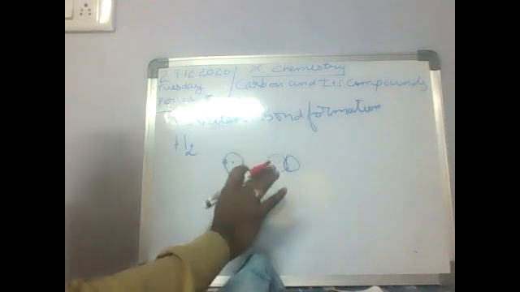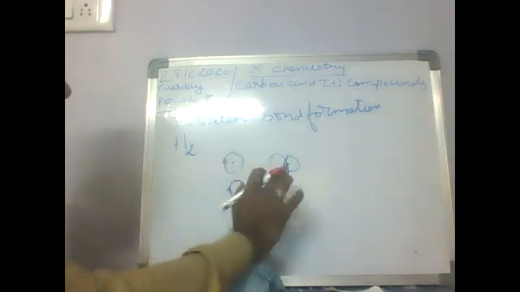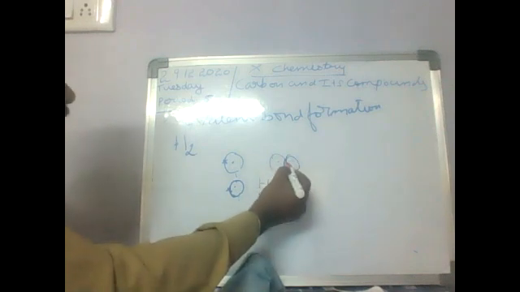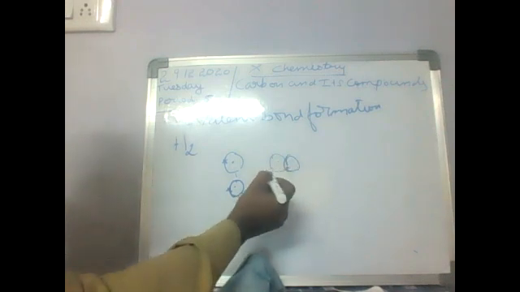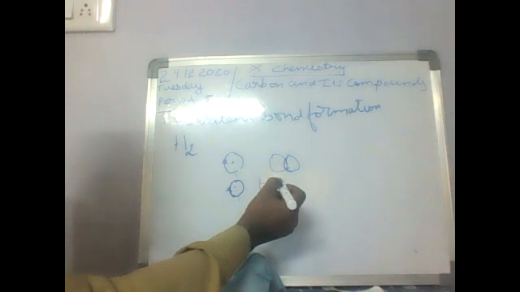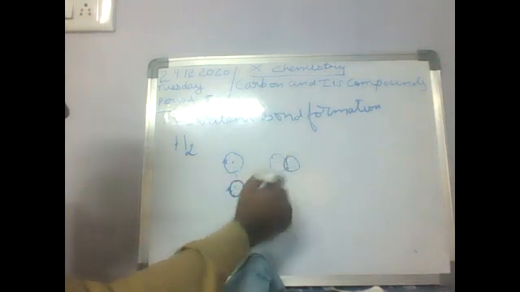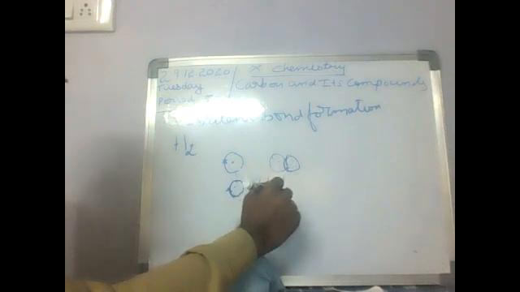So they complete their doublet. Like this, this is an example for the single bond formation of hydrogen. Because two electrons are joining here, we can take it as a single covalent bond. Covalent bonds are divided into three types: single bond, double bond, and triple bond.